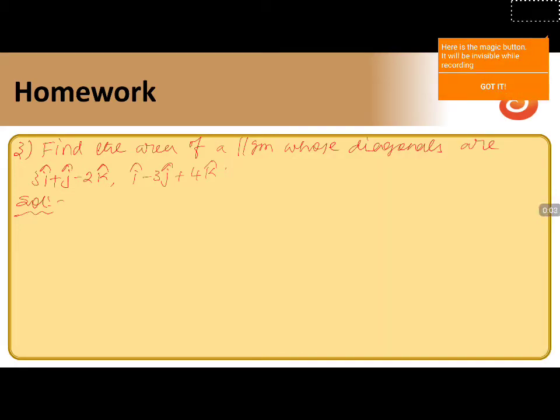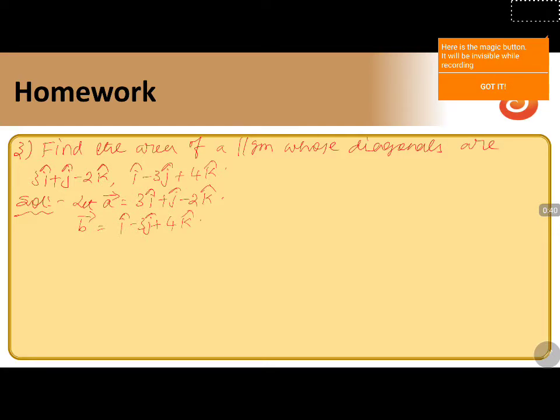Find the area of the parallelogram whose diagonals are 3i cap plus j cap minus 2k cap and i cap minus 3j cap plus 4k cap. Now, the diagonals which are given in the problem, we will assume the first one as a vector, that is equal to 3i cap plus j cap minus 2k cap, while b vector is equal to i cap minus 3j cap plus 4k cap.